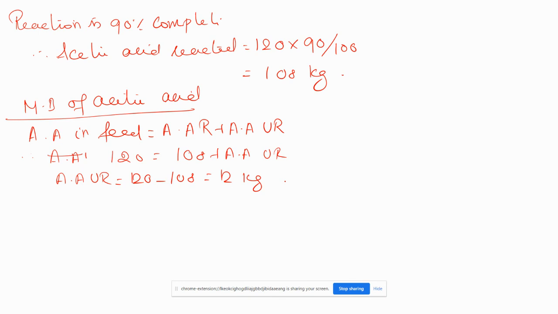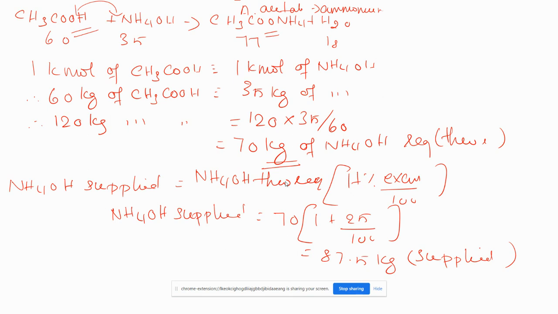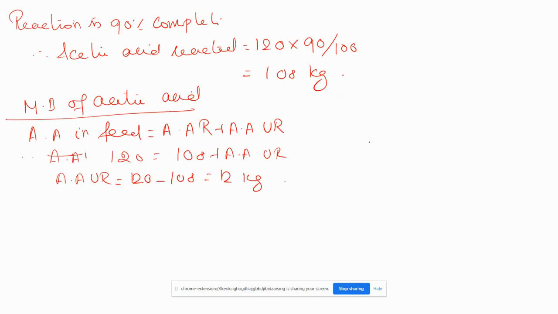Now we have to find how much amount of NH4OH reacted. The theoretical requirement of NH4OH we know, and from the theoretical requirement we have found the supplied. So now we have to find how much is reacted. For that you should write the relationship between acetic acid and NH4OH.